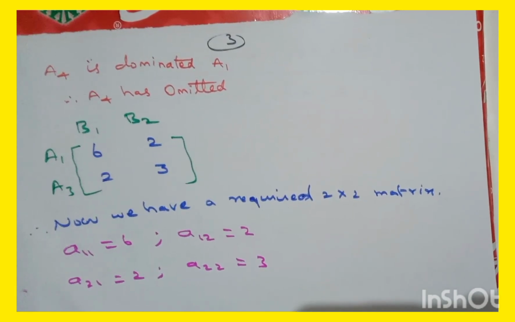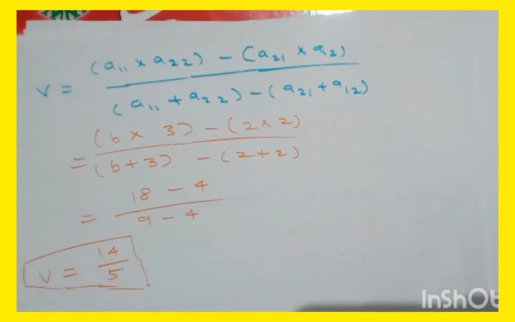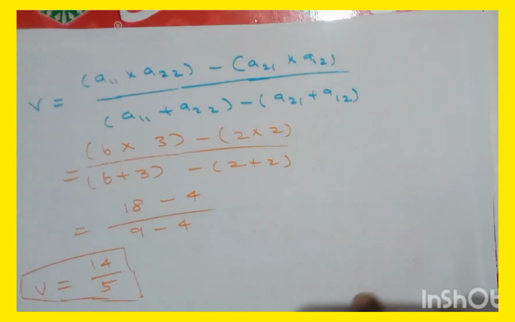So a11 is 6, a12 is 2, a21 is 2 and a22 is 3. Using these values, I am going to find the result. V is given by the formula (a11 into a22 minus a21 into a12) divided by (a11 plus a22 minus a21 plus a12). Using the values, I got V is equal to 14 by 5. This is the value of the game.